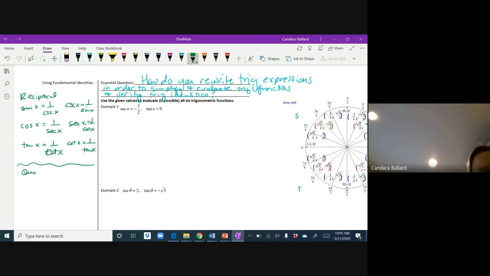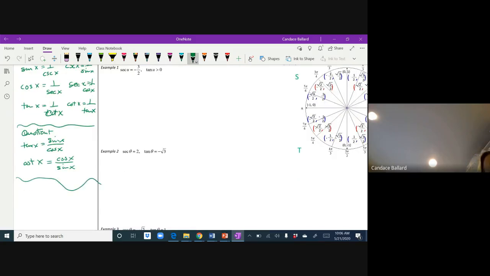We've also had what we call the quotient identities. And that is when we know that the tangent of x equals the sine of x over the cosine of x. And the cotangent of x has to be the reciprocal of that, is the cosine of x over the sine of x. We've got one more set that's going to be super handy today.